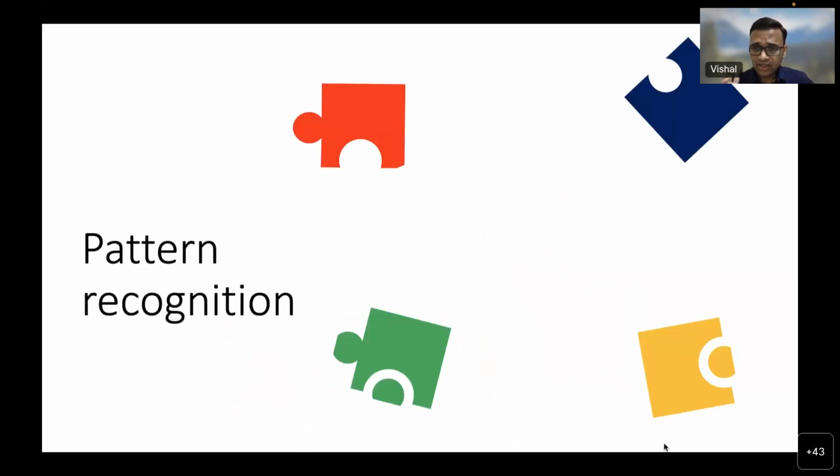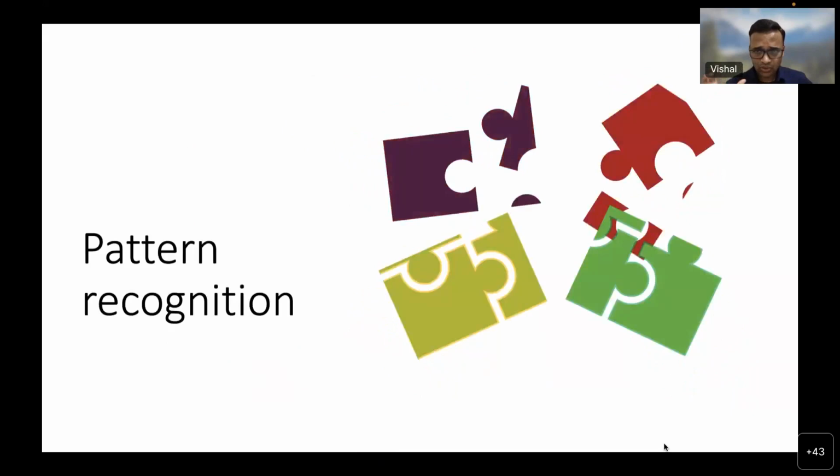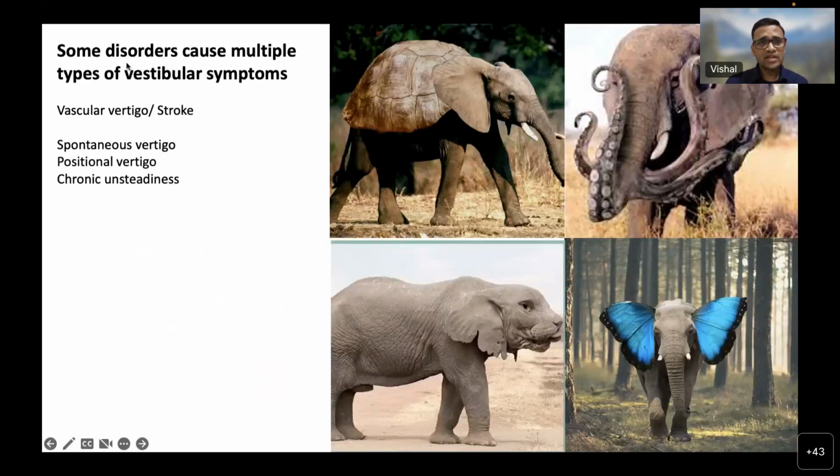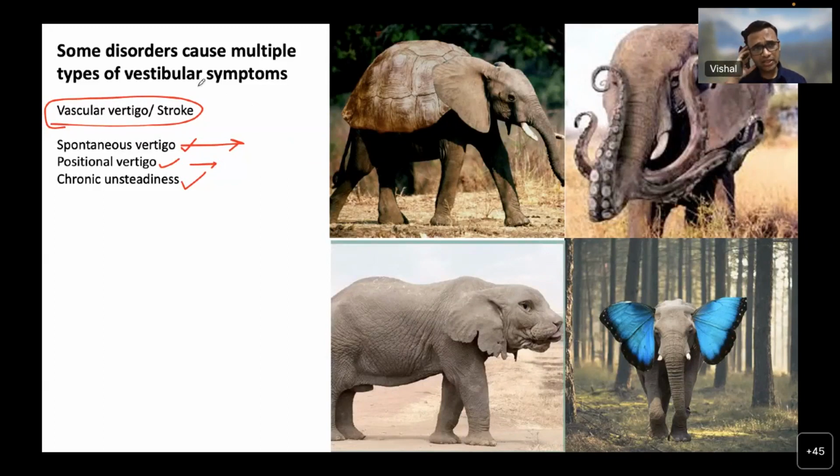It is very important to recognize the pattern, what pattern the patient has. Whether the patient has acute vestibular syndrome or episodic vestibular syndrome, the pattern recognition is very important, because there are some disorders which cause multiple types of vestibular symptoms. For example, as I was discussing, a patient with stroke can present with spontaneous vertigo, positional vertigo, unsteadiness, ataxias, cerebellar ataxia. In spontaneous vertigo, the patient can have short lasting vertigo, vertigo lasting for hours, or positional vertigo. So it's very important to know that there are certain disorders which can cause multiple types of vestibular symptoms.